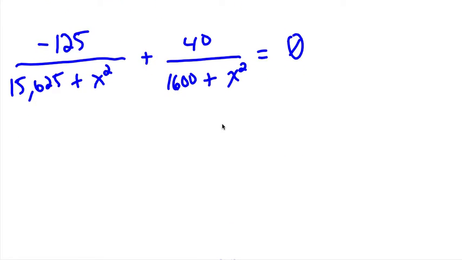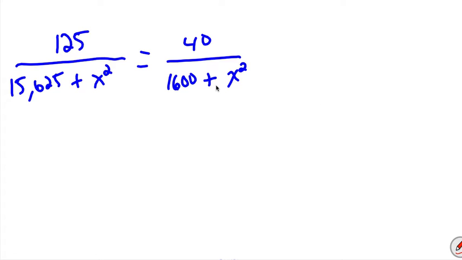Alright, now what I'm going to do is add this negative 125 over 15,625 plus x squared over to the other side. But the easiest way to do that, and the lazy way to do that, is if I'm adding it over, put an equal sign there and then erase the negative sign. So hopefully you follow me with what's happening there. So that's the shortcut way of doing that without rewriting everything.